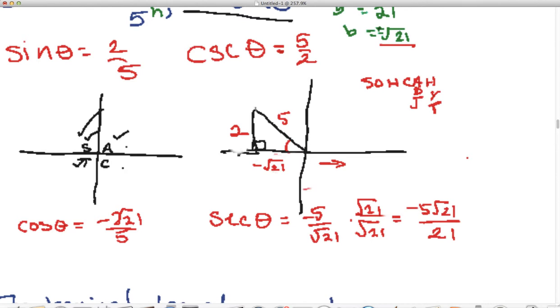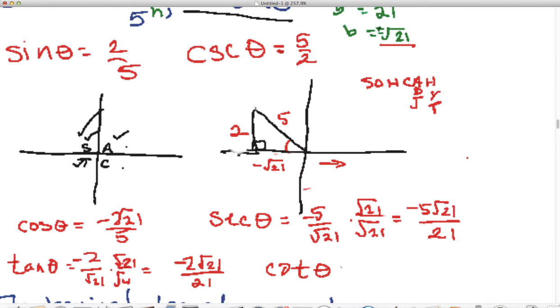Okay. And tangent is the only one left, so tangent's opposite over adjacent. So that'd be 2 over negative root 21. And when you rationalize, you get negative 2 root 21 over 21. And finally, cotangent would be the reciprocal. Instead of doing this one, it'd be easier to just flip this one here before we rationalized it. So negative root 21 over 2.